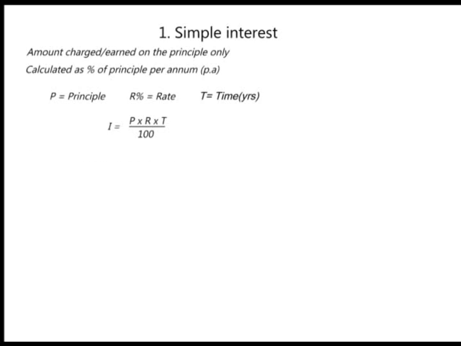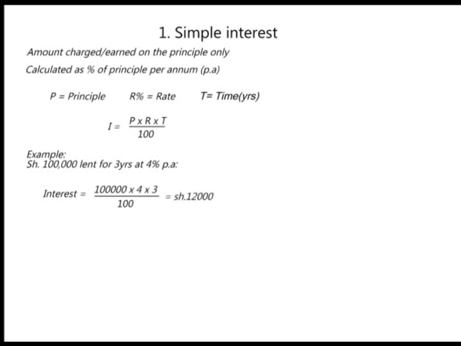And so if 100,000 is lent for 3 years at 4% per annum, simple interest will be 100,000 times 4 times 3 over 100, which is equal to 12,000. And so if he wanted to pay all the amount at once, he will pay both the principal and the interest accrued. That is 100,000 plus 12,000, which gives us 112,000.